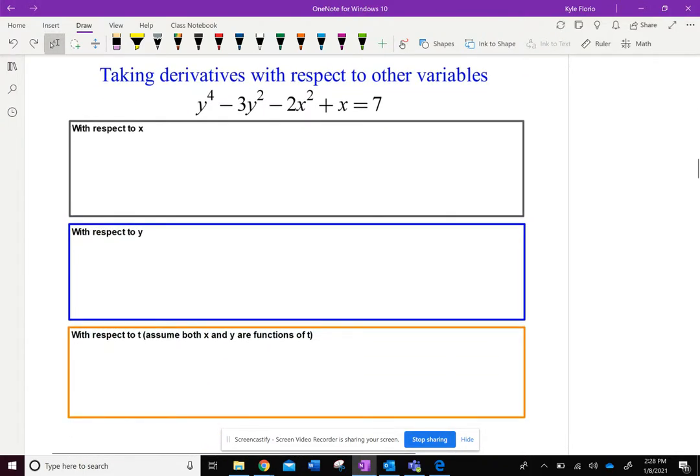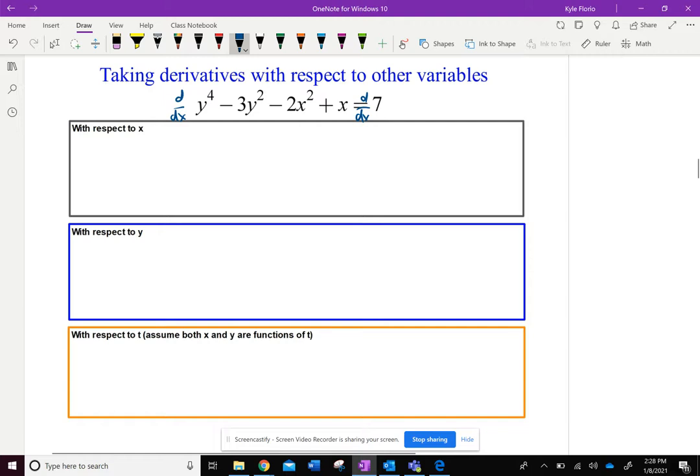So after you copy down this function, we're going to take the derivative of this equation with respect to x, with respect to y, and with respect to t, assuming both x and y are related to t. Okay, taking the derivative with respect to x, this is like a review from the homework. We take the derivative of both sides with respect to x.